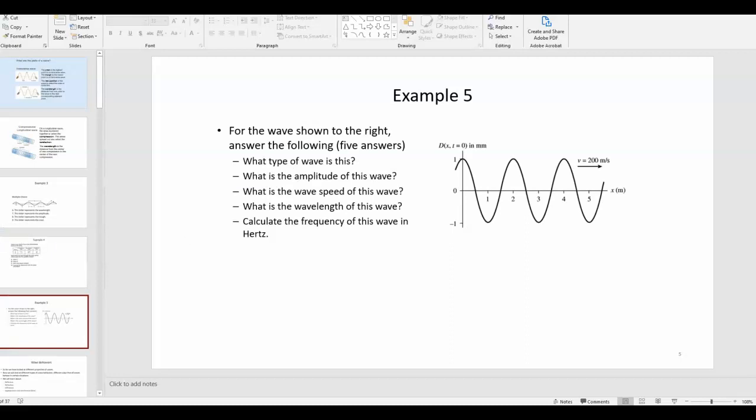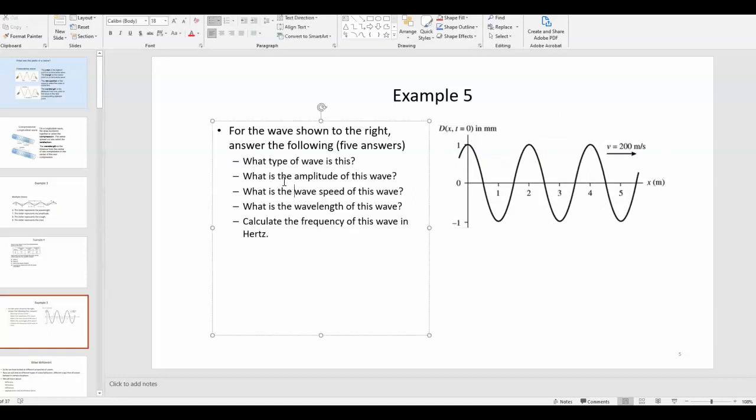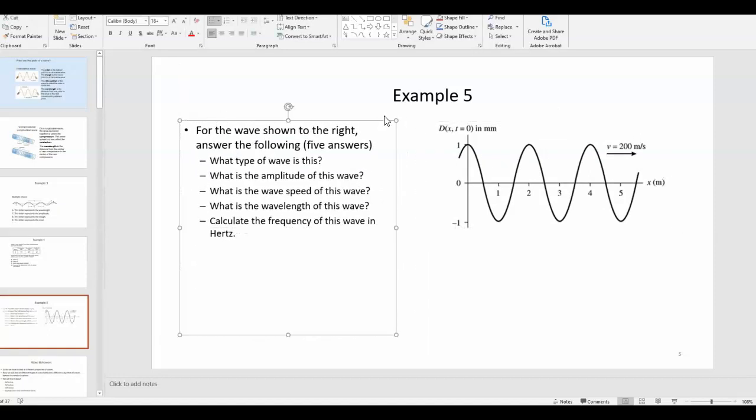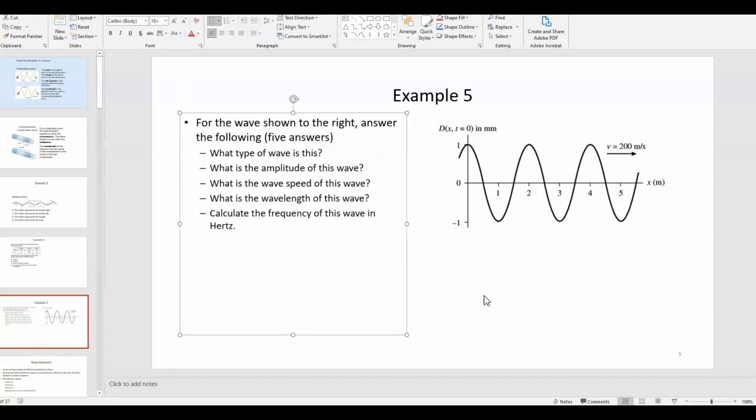All right, this is example 5. And so here we're given a picture, and we're asked some questions about the picture. So example 5 says, for the wave shown to the right, answer the following. And it says there should be 5 answers. What type of wave is this? All right, so first of all, this is a transverse wave. We've already talked about how it's the most common type of wave we can tell just from the shape.